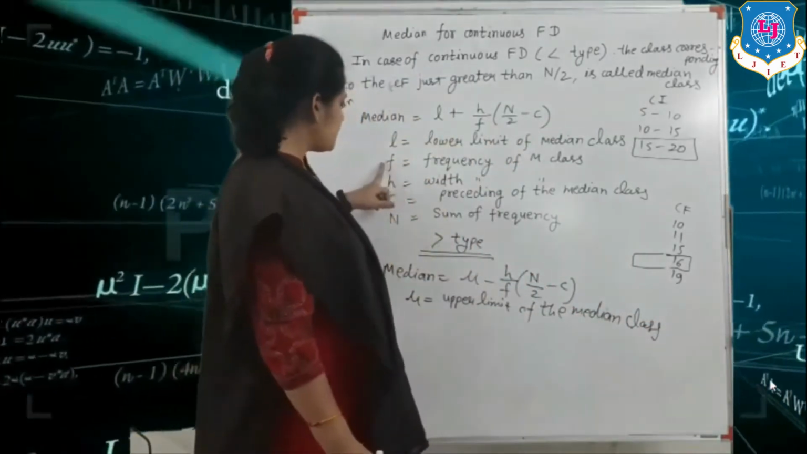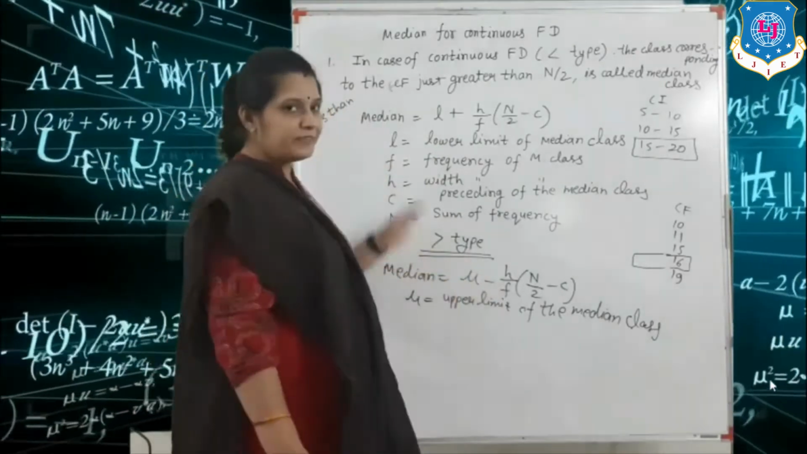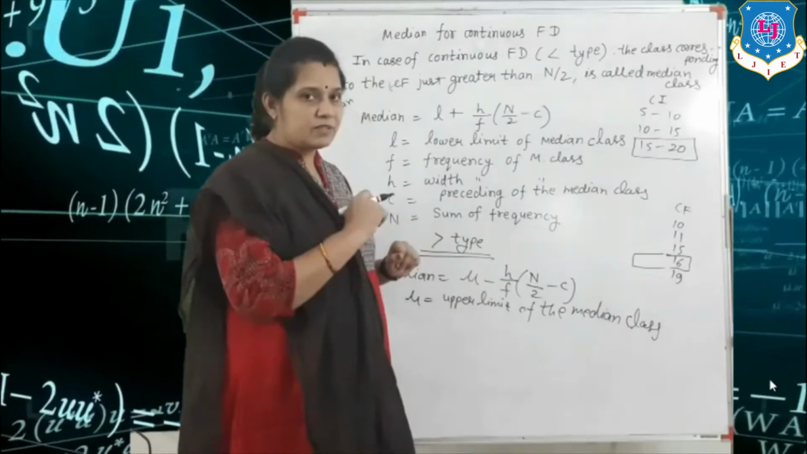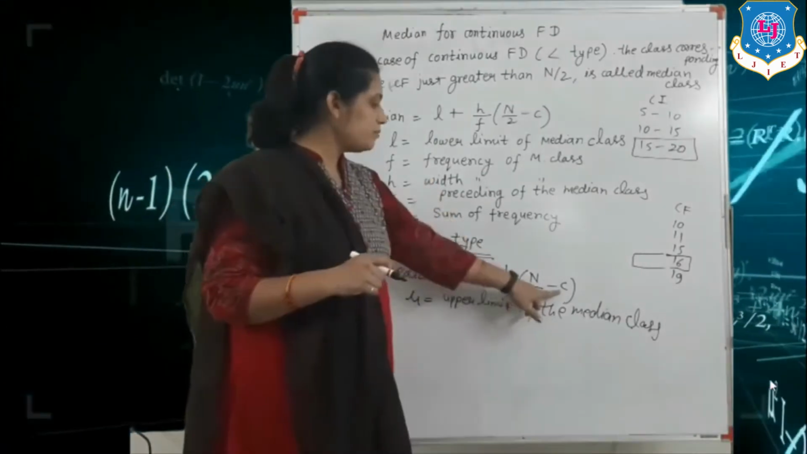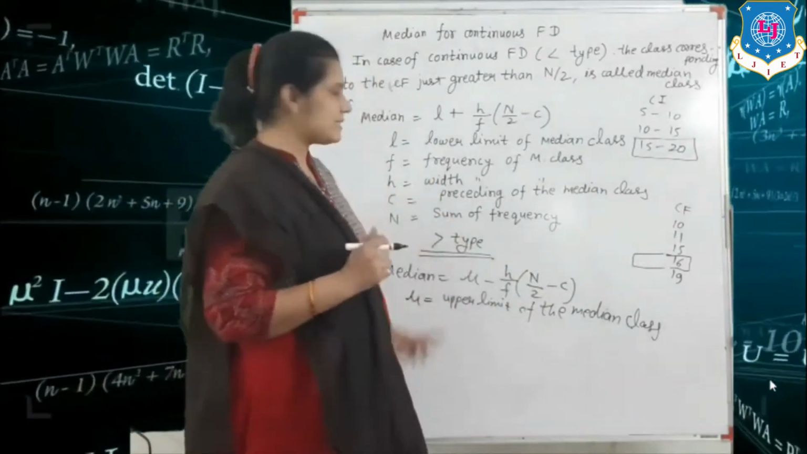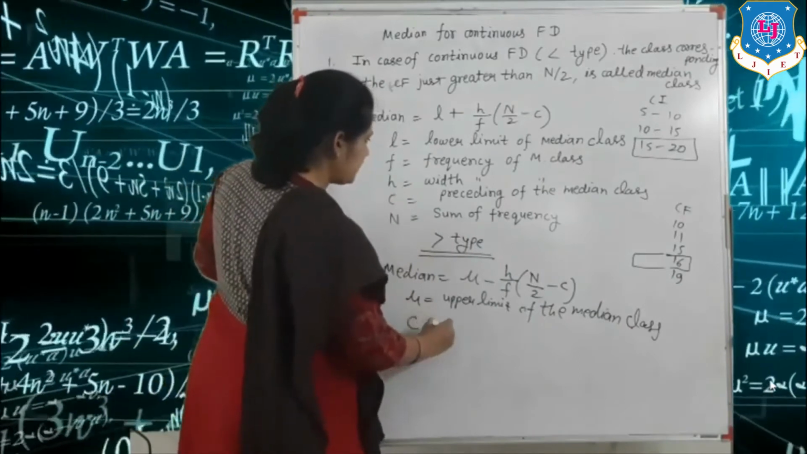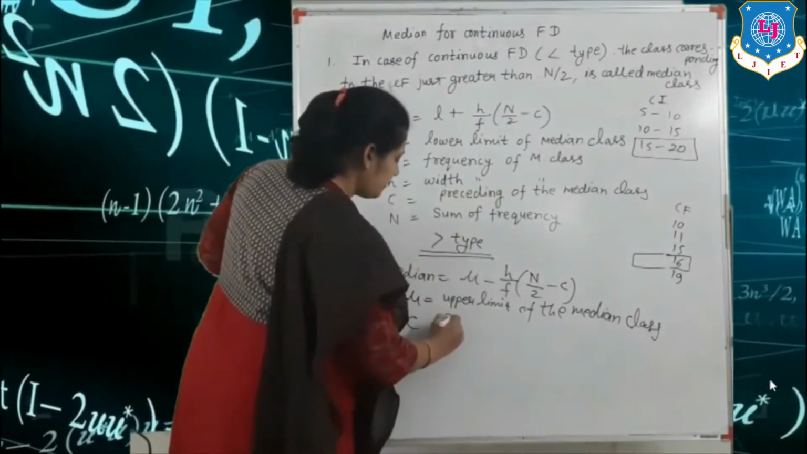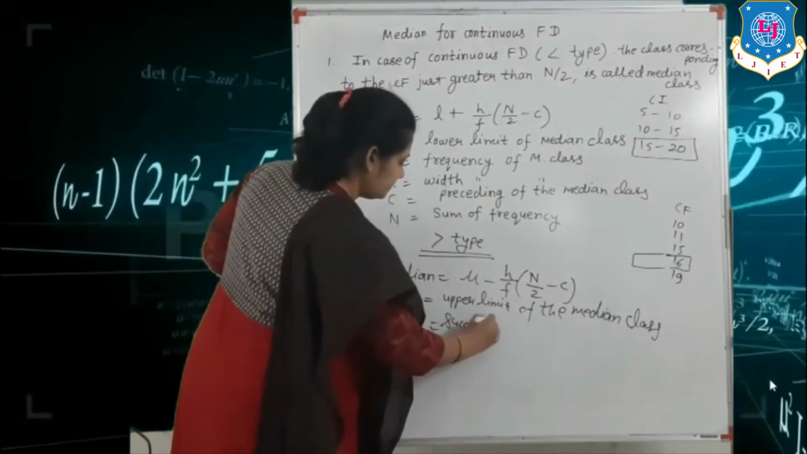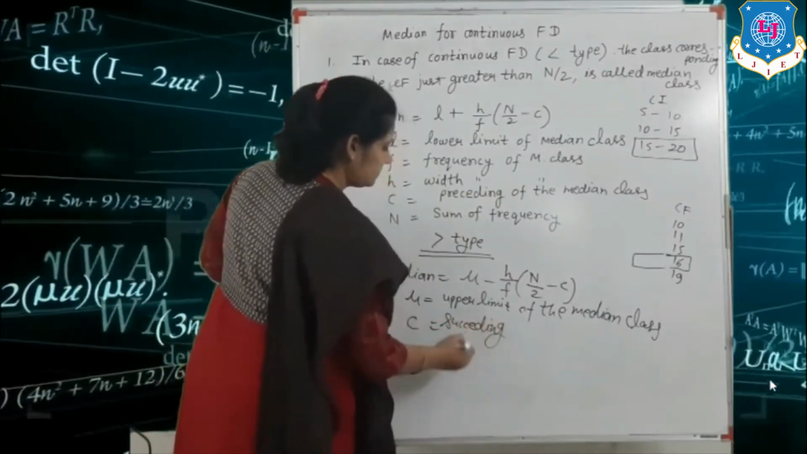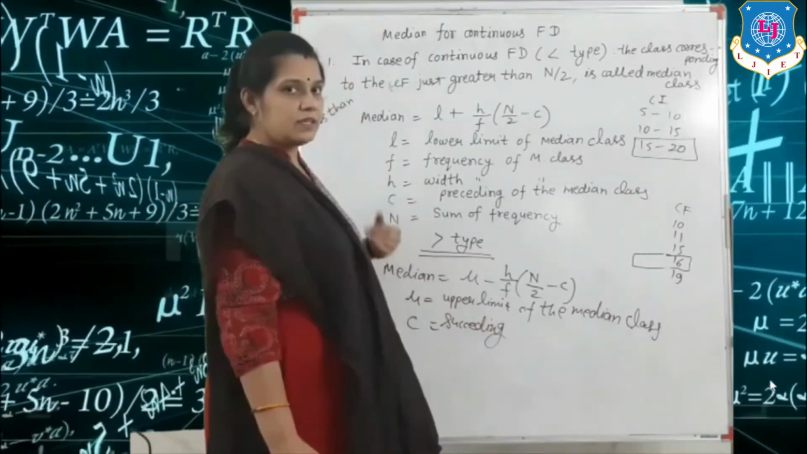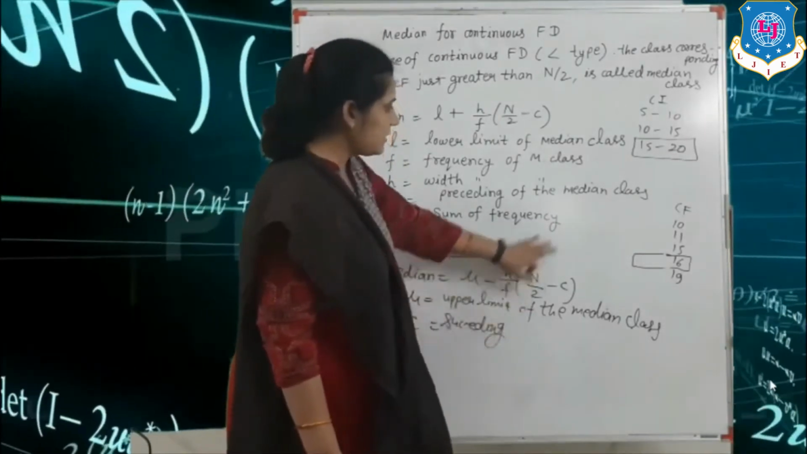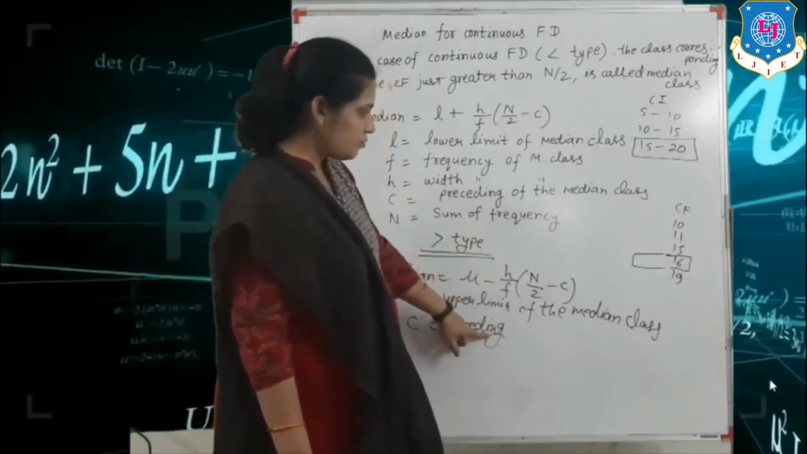Next one is f. f is the frequency of the median class. N is equal to the sum of the frequencies, and a very important point is the capital C. So what is capital C? Capital C is equal to the succeeding value of the median class. So here, what does the succeeding of the median class mean?